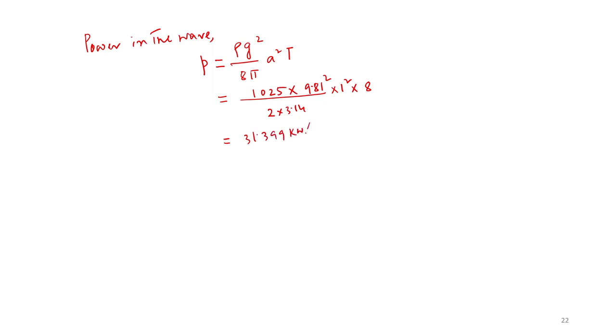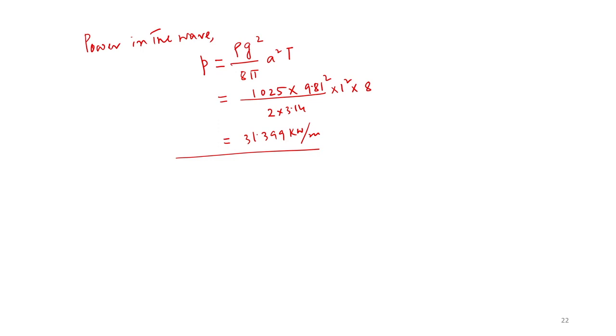So, this is mathematically expressed as P is equal to rho g square H square T divided by 8 pi, where H is the wave height. If you substitute those values, 1025 multiplied by 9.81 square, then 2 into 3.14 multiplied by, we have a is 1, then T is 8. So what you will get is the power in the wave. It will be about 31.399 kilowatt per meter.